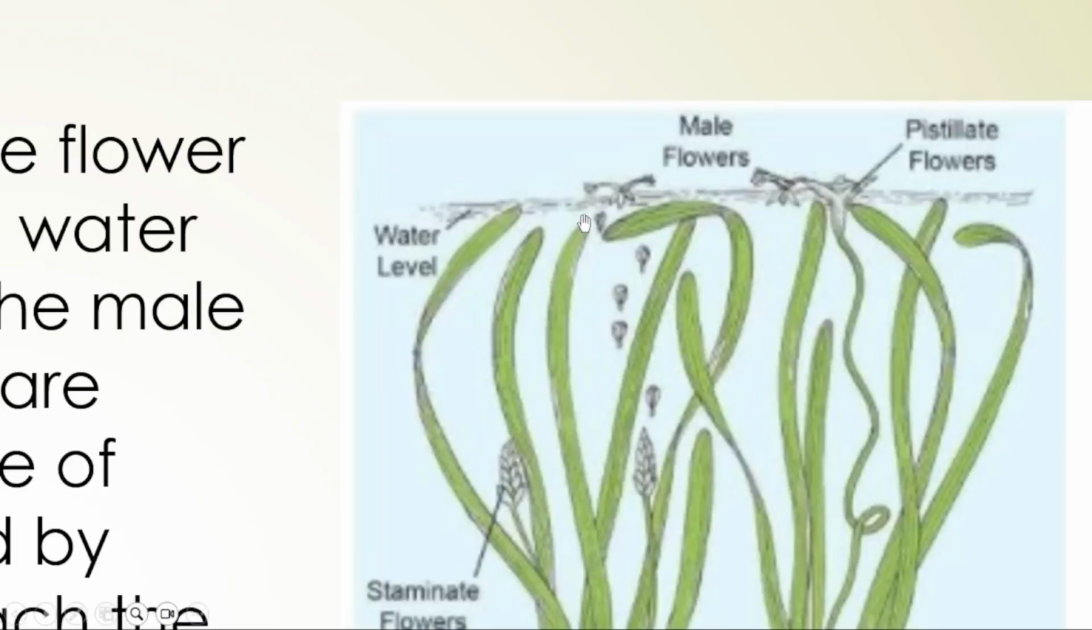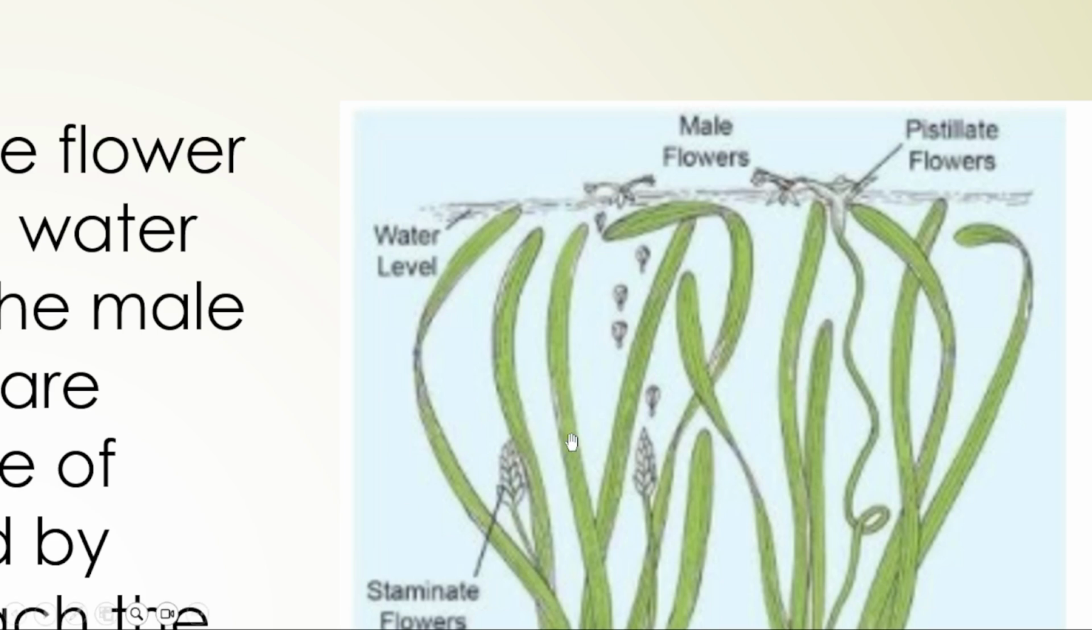See, these are the boat shaped male flowers. In this flower, what happens? There will be pollen grains. So through the water current, what happens? These pollen grains are going to reach the flower, which is already exposed to the surface of the water. This is very unique, what I can say, a unique technique.